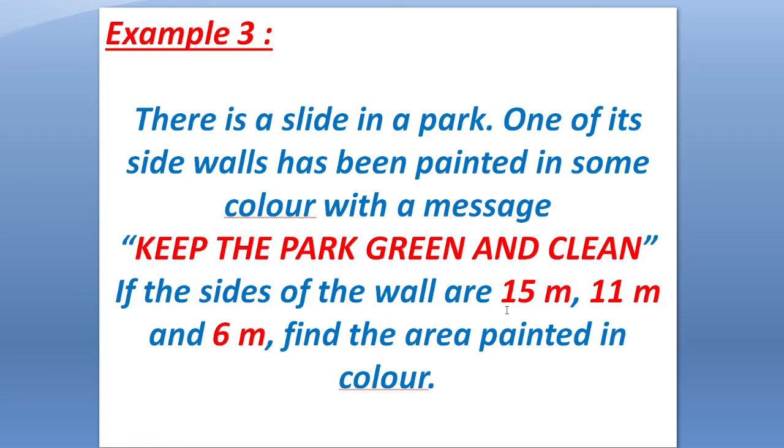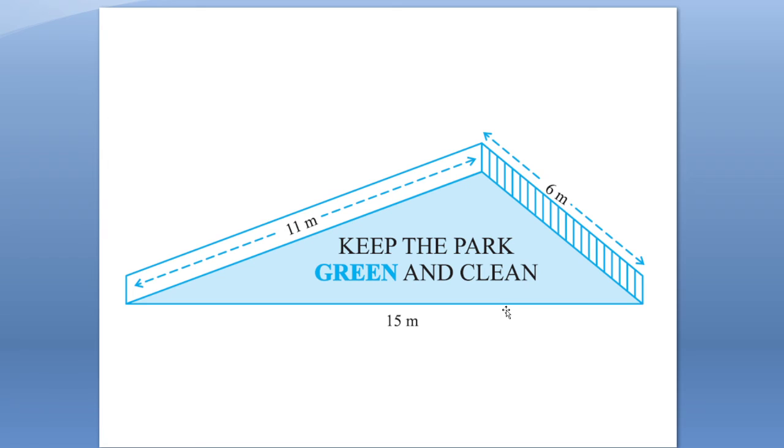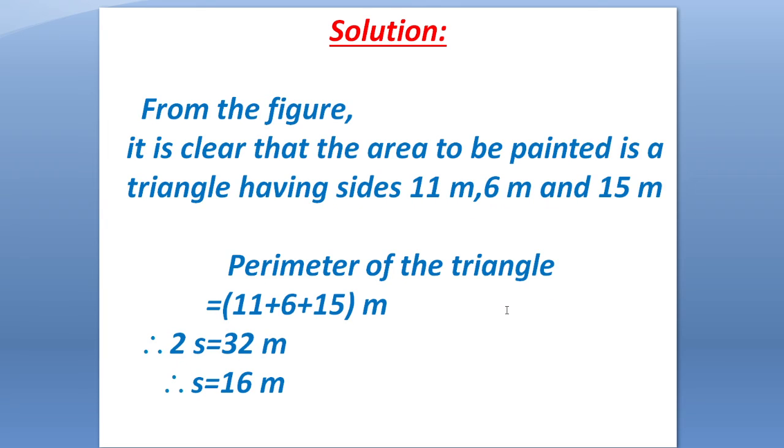So sides are given 15 meter, 11 meter and 6 meter. See here, keep the park green and clean. From the figure it is clear that the area to be painted is a triangle having sides 11 meter, 6 meter and 15 meter.